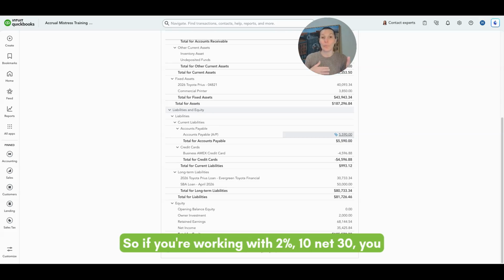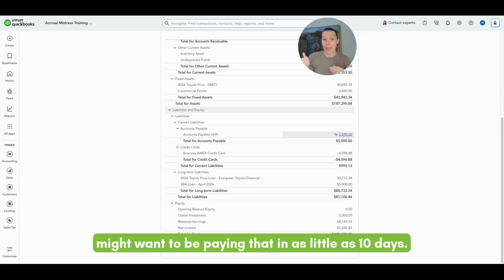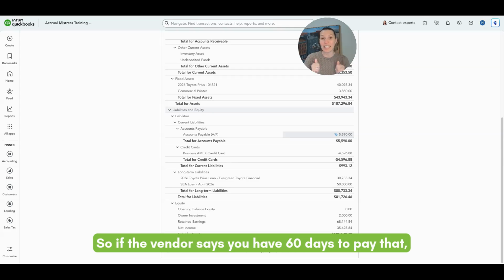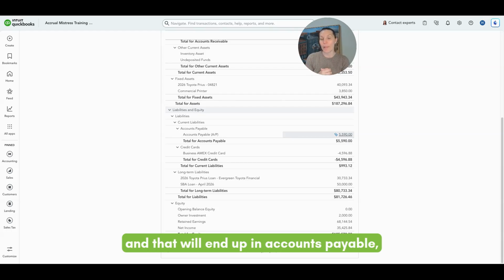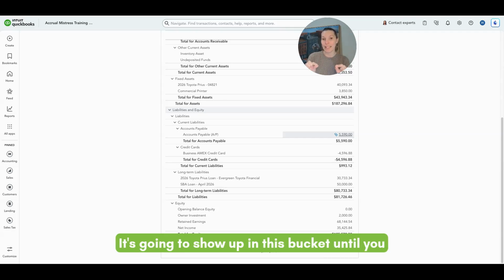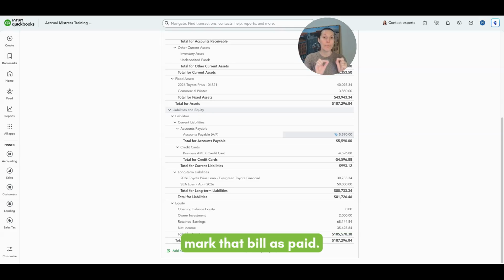So if you're working with 2% 10 net 30, you might want to be paying that in as little as 10 days. But it can basically go up to whatever terms the vendor has extended to you. So if the vendor says you have 60 days to pay that, great. That is still considered a short-term liability, and that will end up in accounts payable, okay? Basically, accounts payable is anything that you have entered a bill for in QuickBooks. It's going to show up in this bucket until you mark that bill as paid.